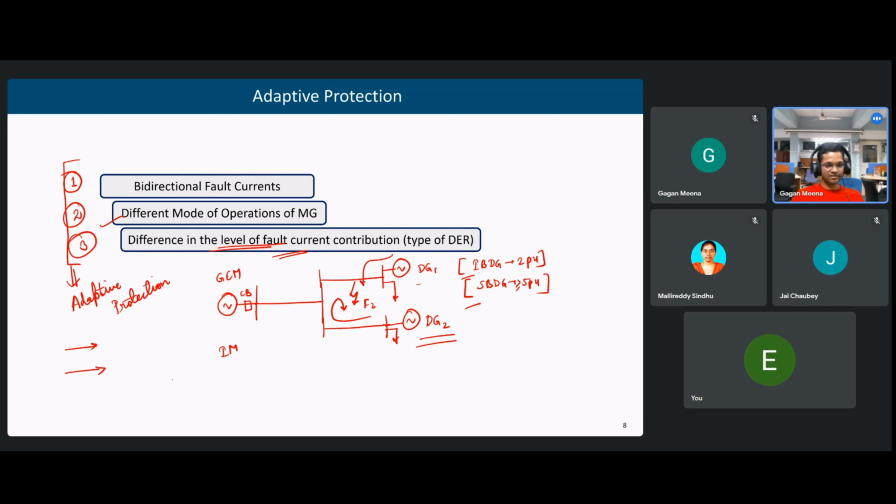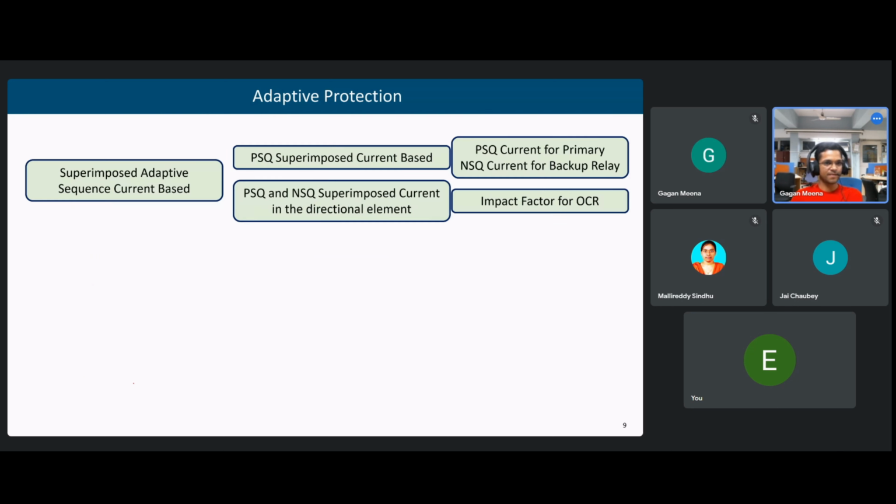For that, we have discussed some techniques in week 6. So these are the techniques. Both techniques were based upon the superimposed, sequence-current-based approach. One uses sequence current, and another uses the superimposed component.